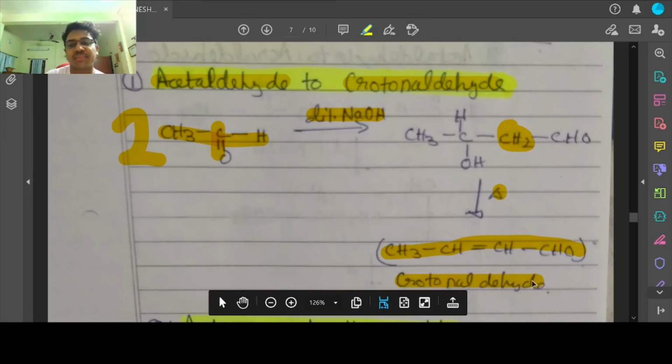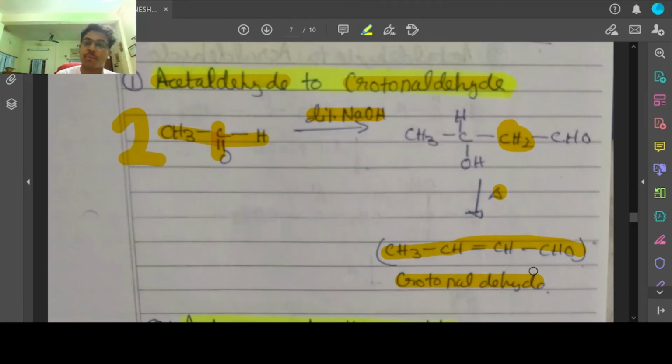I guess you will be thinking, do we need to remember the compound? Yes, you need to remember the compound, because at the end of the day you need to write in the compound form only, in the chemical structure only. So you need to remember what protonaldehyde is, because if you forget it, you will not be able to convert. So just remember things.